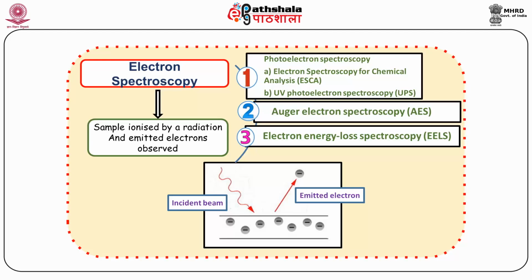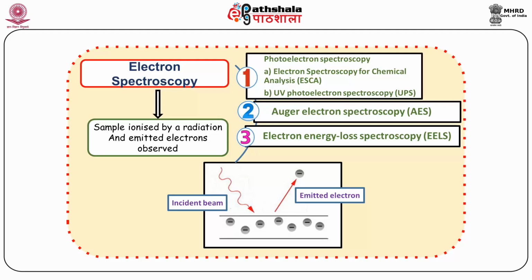The second type is Auger electron spectroscopy, because in one of the analyses that we get through this, the electron that is generated when the vacancy is created is called the Auger electron, and this is called Auger electron spectroscopy, which is similar to this. Then we have another similar kind of spectroscopy, which is electron energy loss spectroscopy, EELS.